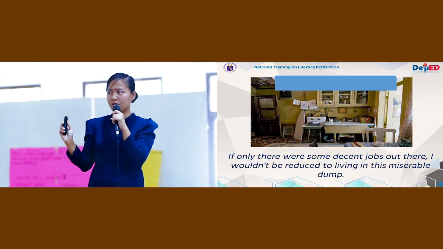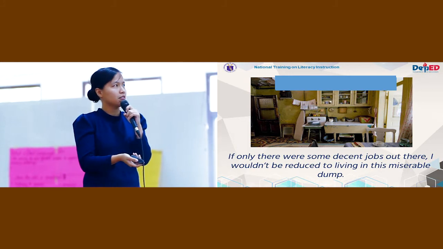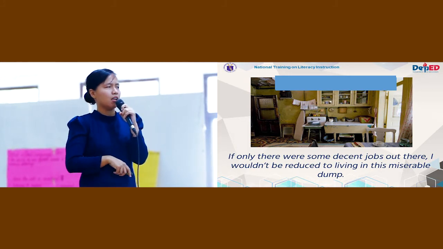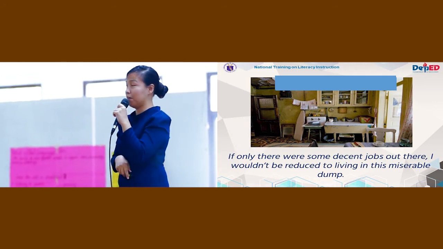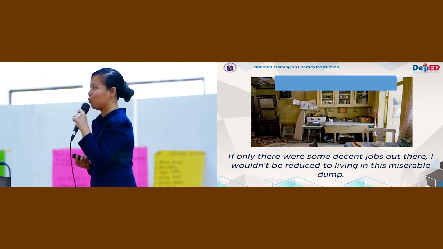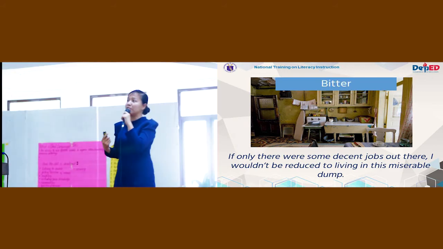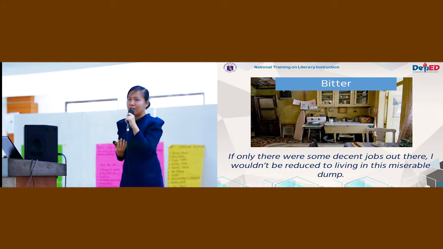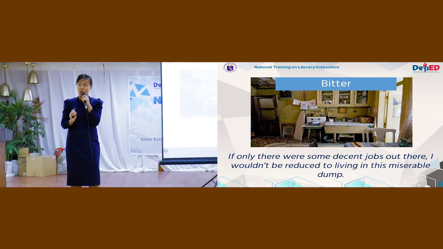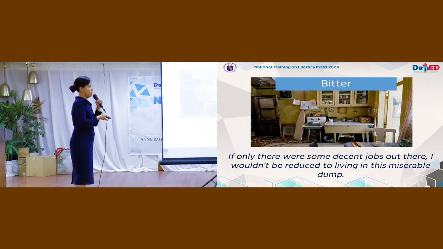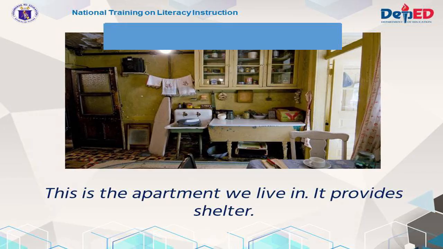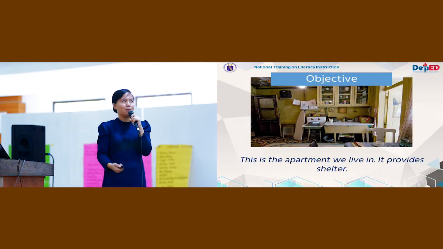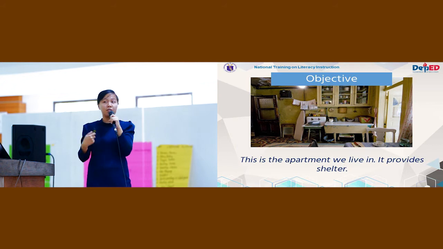But let's say same description, same setting, same story, but one of the lines goes like this: "If only there were some decent jobs out there, I wouldn't be reduced to living in this miserable dump." So what is the tone? Why bitter? Because the character or the narrator resents the situation that he's in, that forces him to live in such a miserable dump. What about this one? Same setting, same description. "This is the apartment we live in. It provides shelter." But I guess the closest answer would be objective.